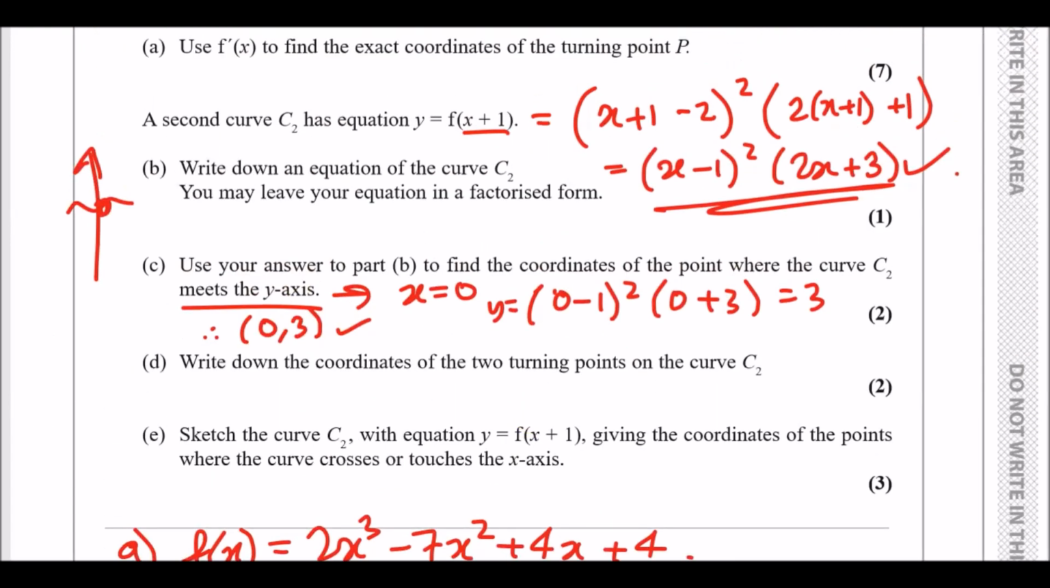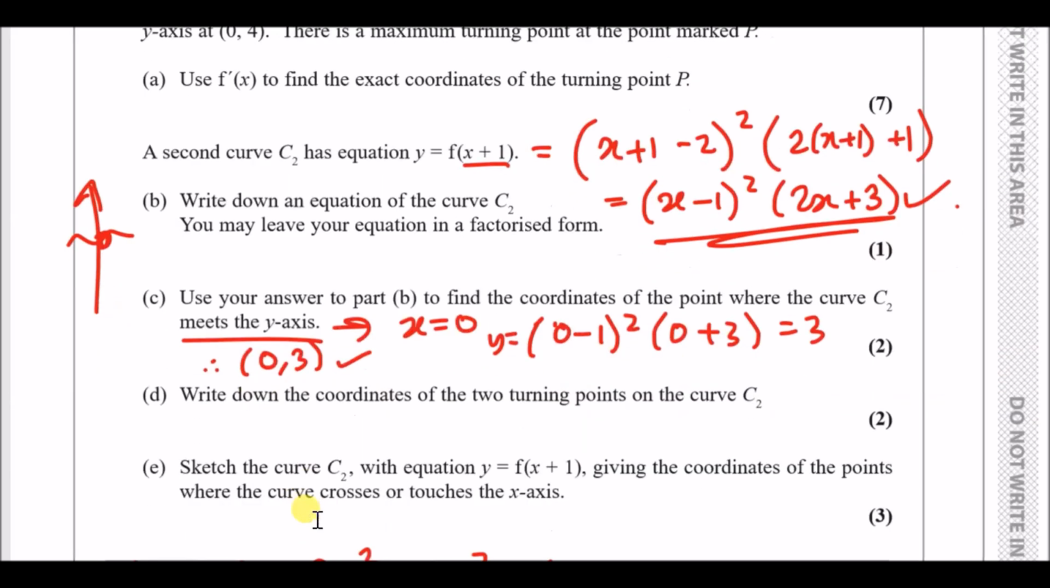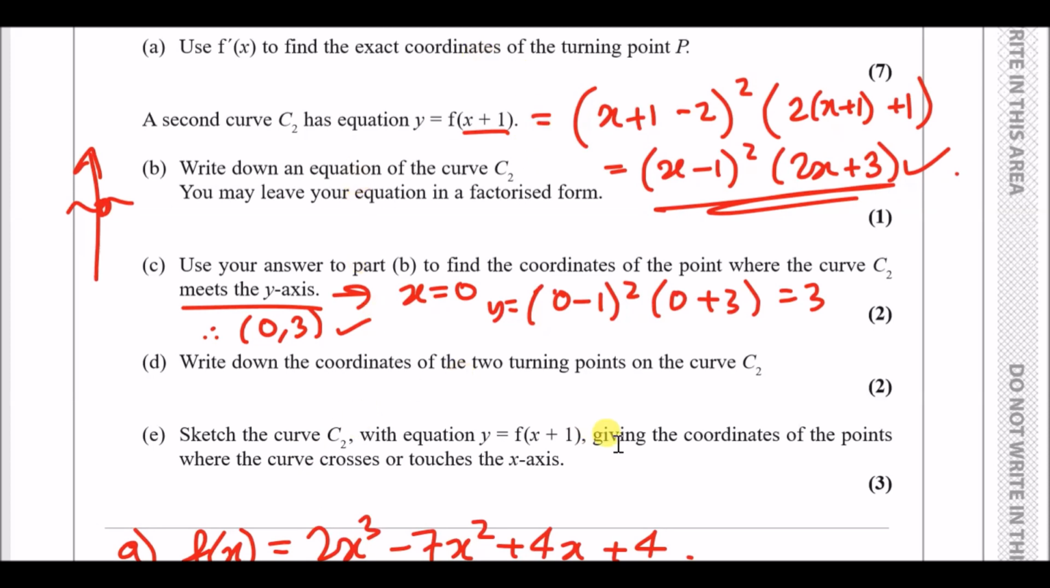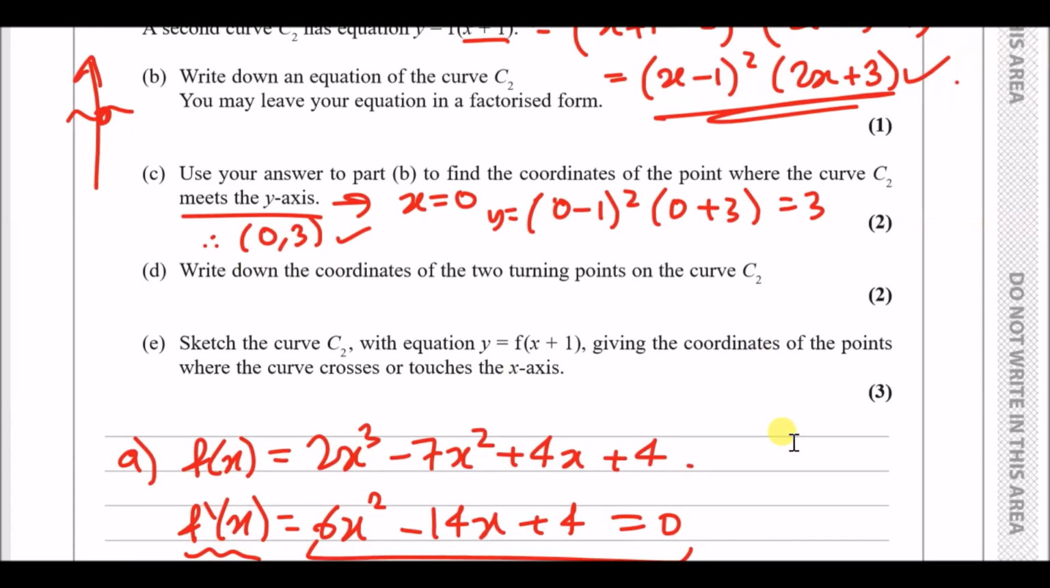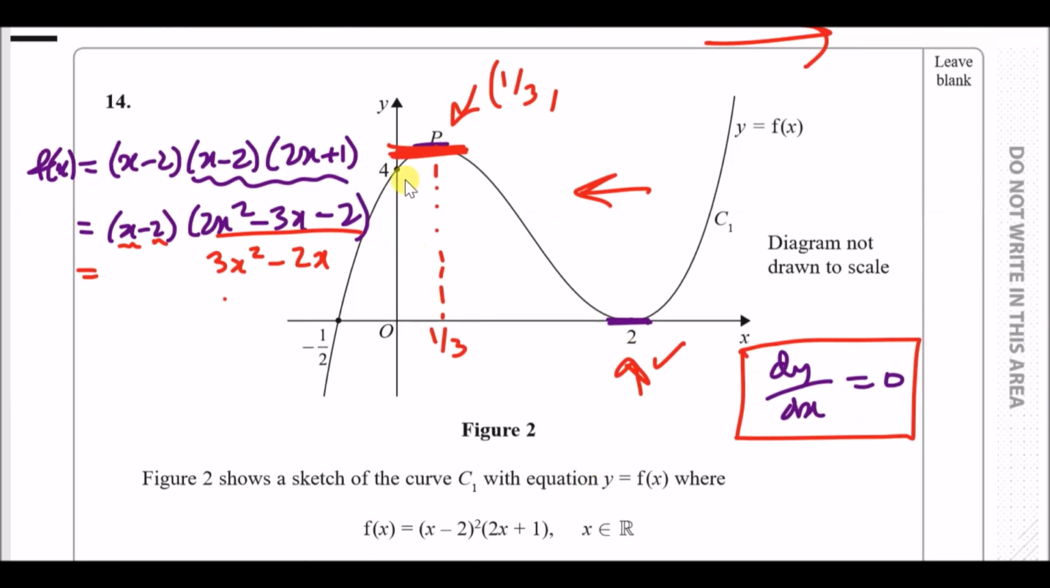Let's go back to the last bit now. So E. Sketch the curve C2 with the equation, so basically sketch that C2 that we've been working on, given the coordinates of the points where the curve crosses or touches the x-axis. Notice how they don't care about the y-axis here, so you don't even need to worry where it hits the y, but that's not too hard to find.